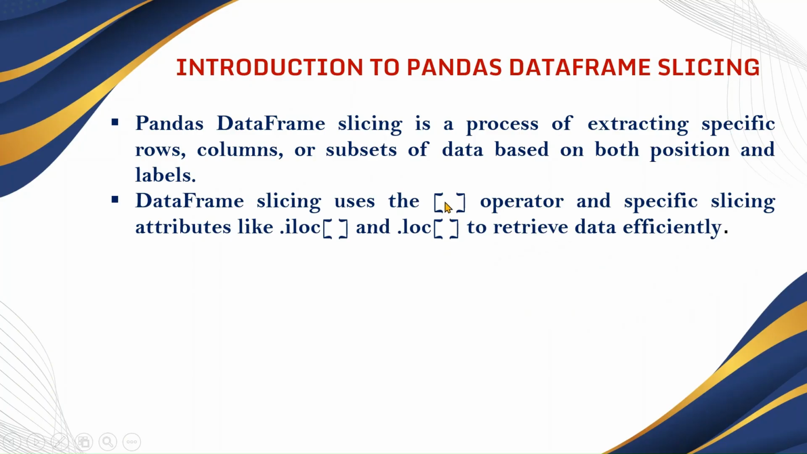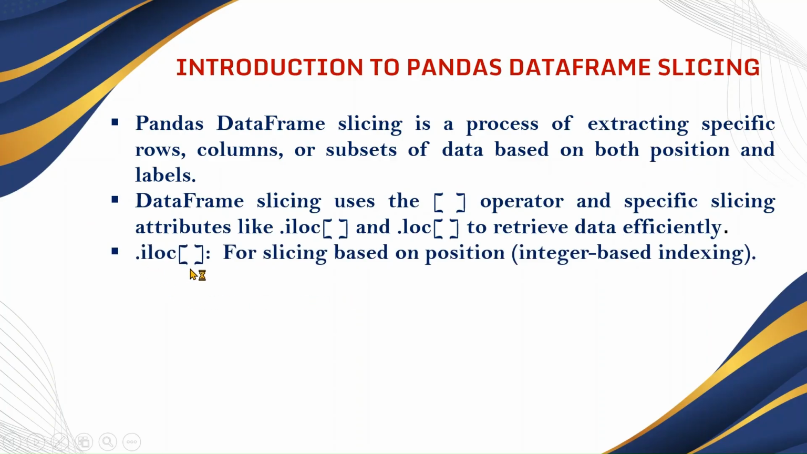Data frame slicing uses the square bracket, which implies a list. So this operator is used for data frame slicing, and the specific slicing attributes like iloc stands for index based location, and .loc is for the location. So if you go for extracting the data based on index numbers, then I can go for iloc. If you're extracting the data based on the labels, that is the column names or row names, I can go for .loc.